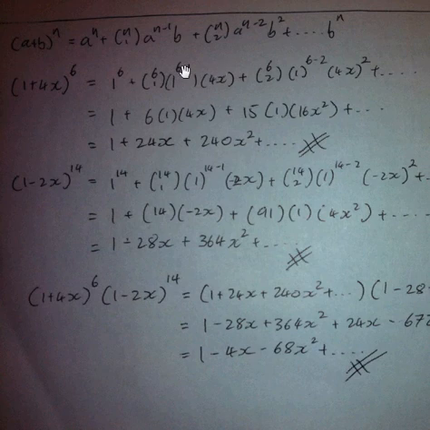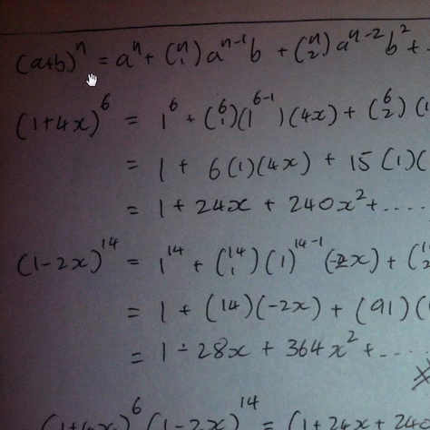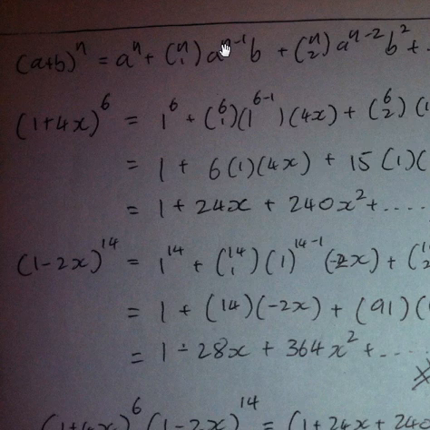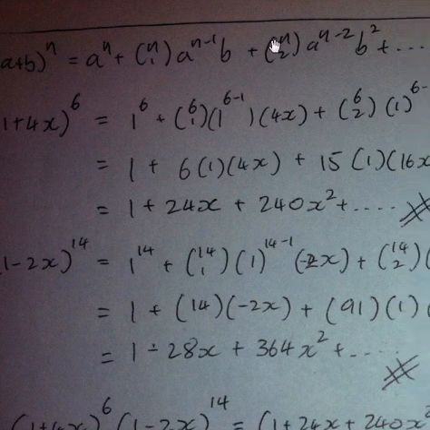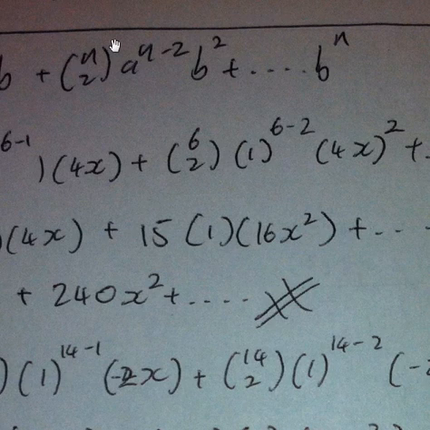Hi, this is a binomial question. For binomial questions, you need to know the formulas. (a + b) to the power n is equal to a to the power n plus n choose 1, a to the power n minus 1, b, plus n choose 2, and so on and so forth. The pattern will just go on.